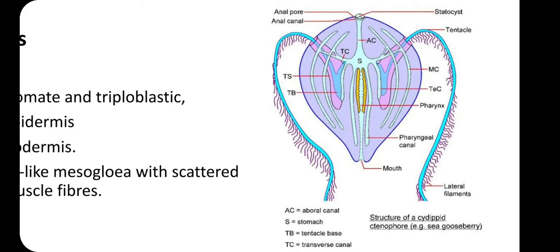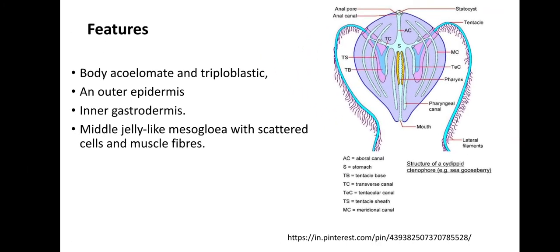In case of these cnidarians, you see blind sac body plan with only mouth. But here you can see an anal pore, with a specific anal canal which is also provided with the statocyst, very interestingly. So there is a mouth, there is an anal pore too with the anal canal. That's how they are different from these cnidarians. Okay, so next, moving to the next slide.